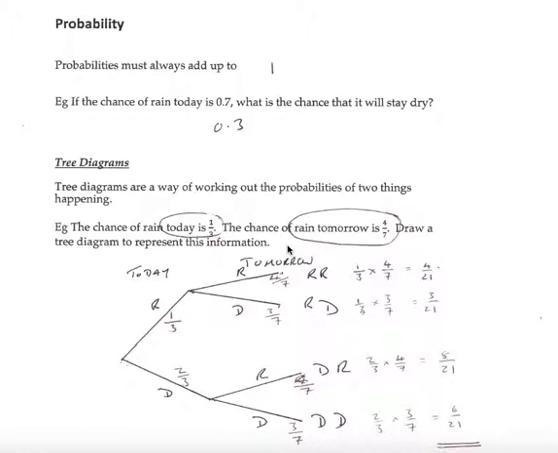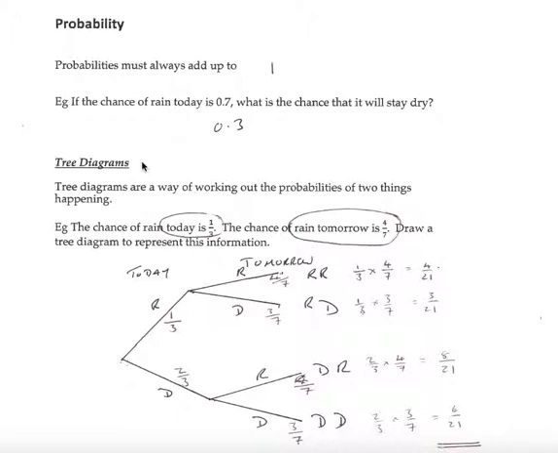First, the basics. The probabilities at a particular junction in a tree diagram must always add up to 1, regardless of whether you're expressing probabilities as fractions or as decimals or as percentages. They will always add up to 1 or to 100%. So, for example, if the chance of rain is 0.7, the chance that it will not rain must be 0.3 because they've got to add up to 1.